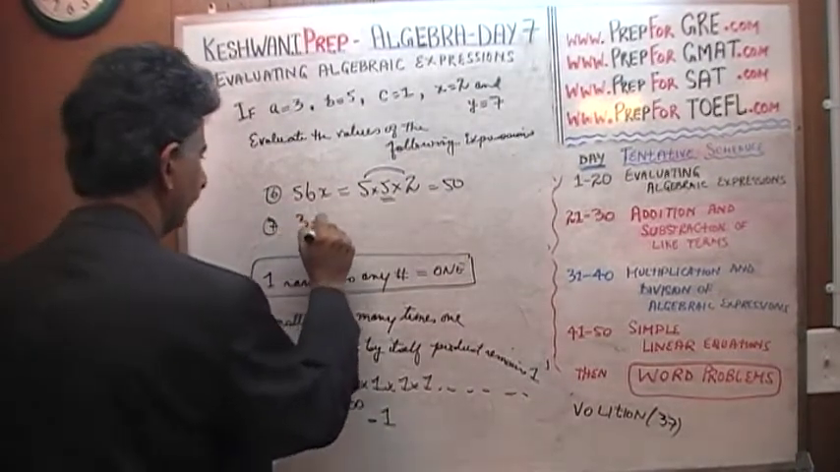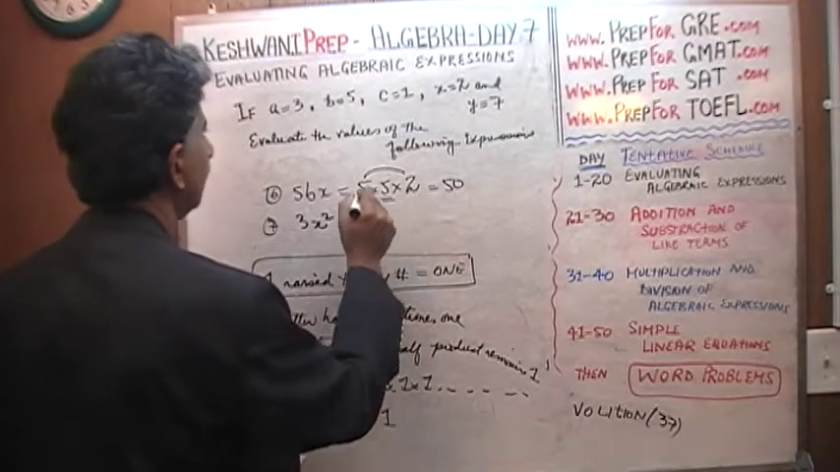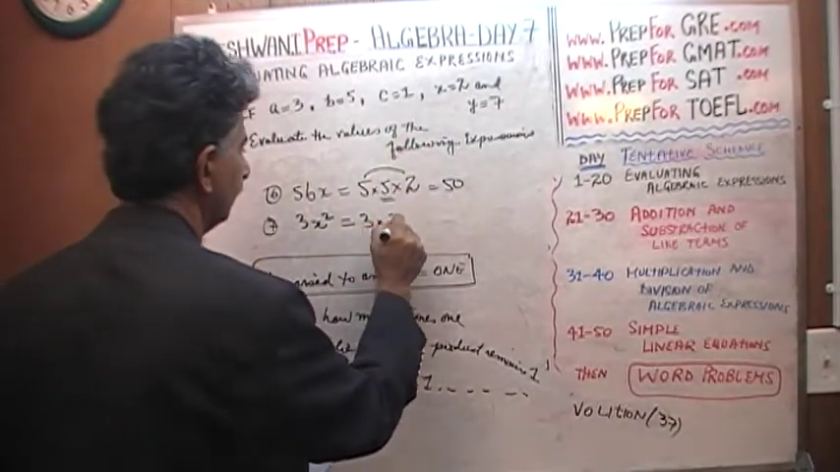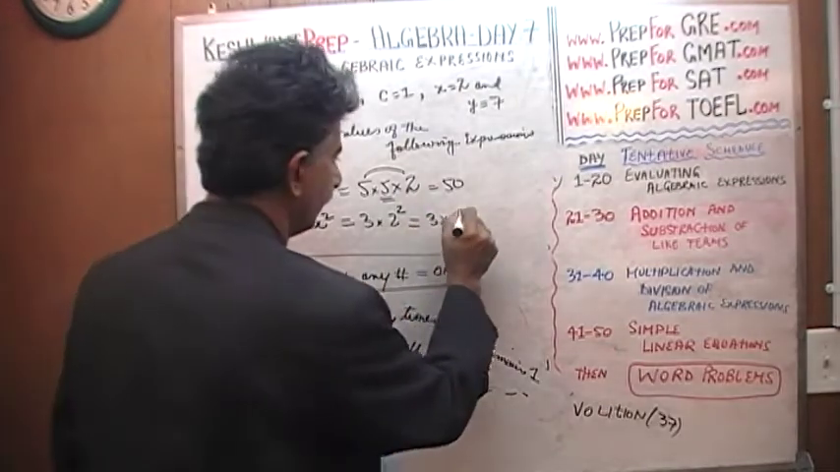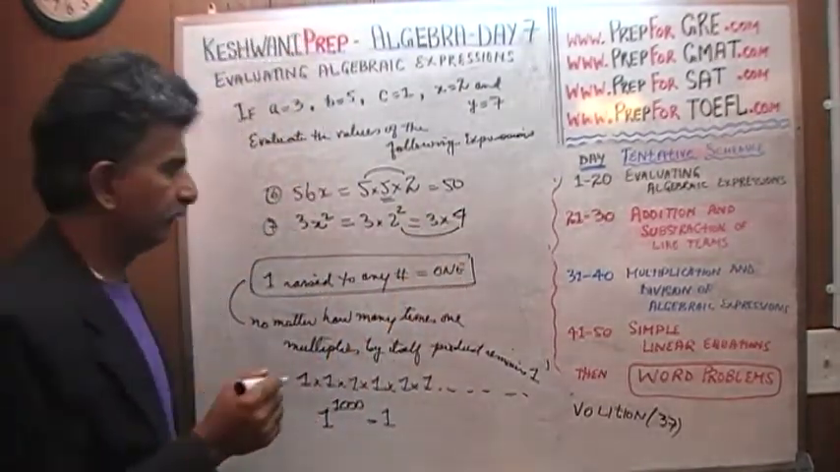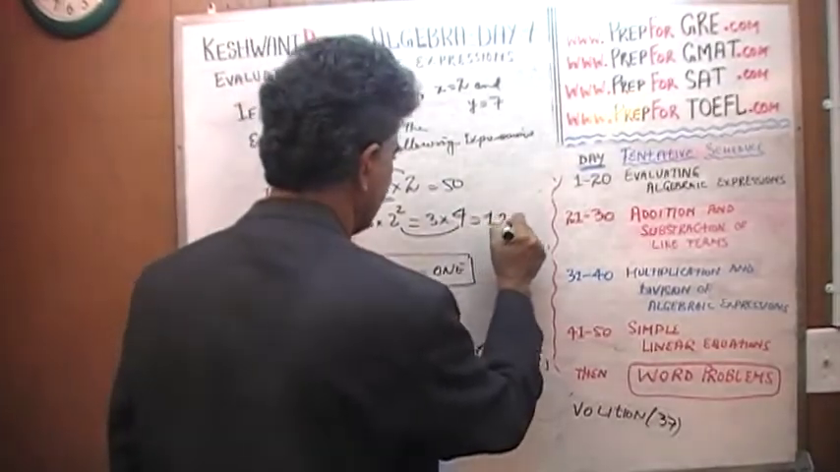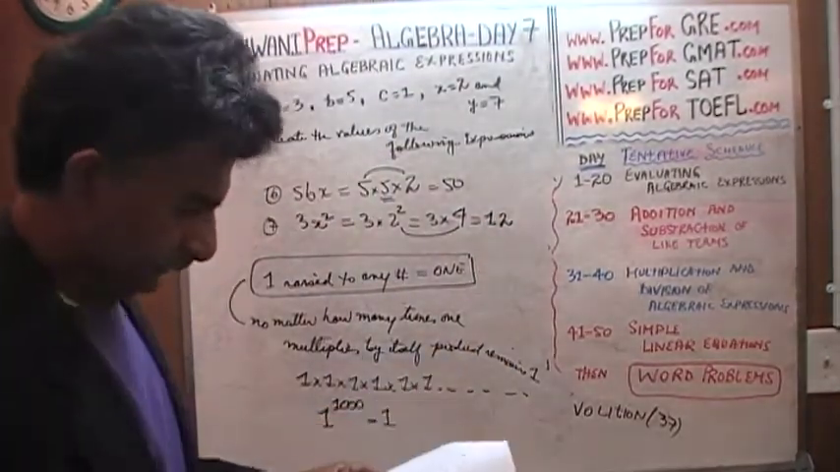which is 3x squared. 3x, which is 2 squared. We know that 2 squared is 4, so it's just 3 times 4, which is 12. Let's move on to number 8.